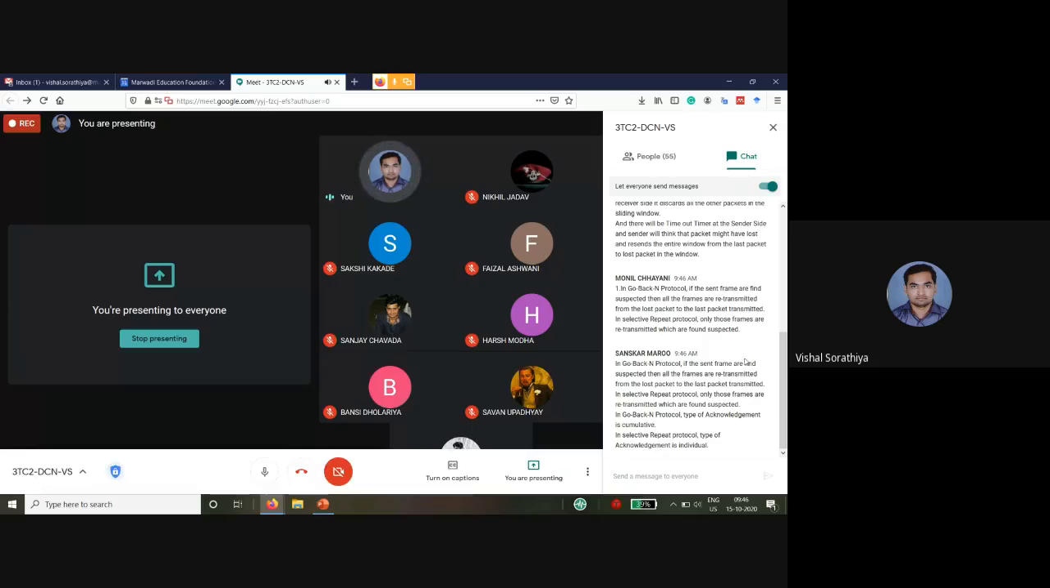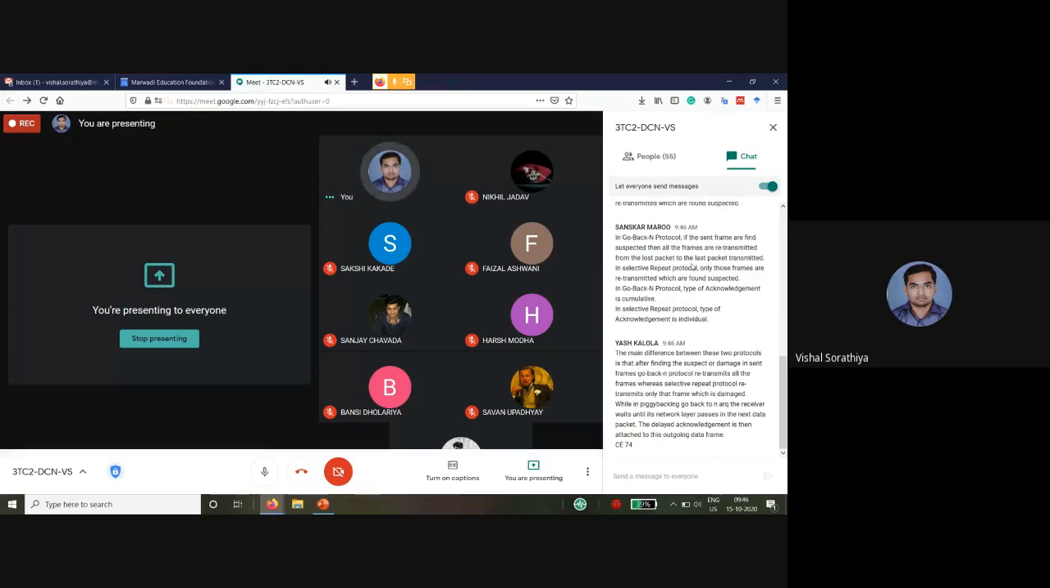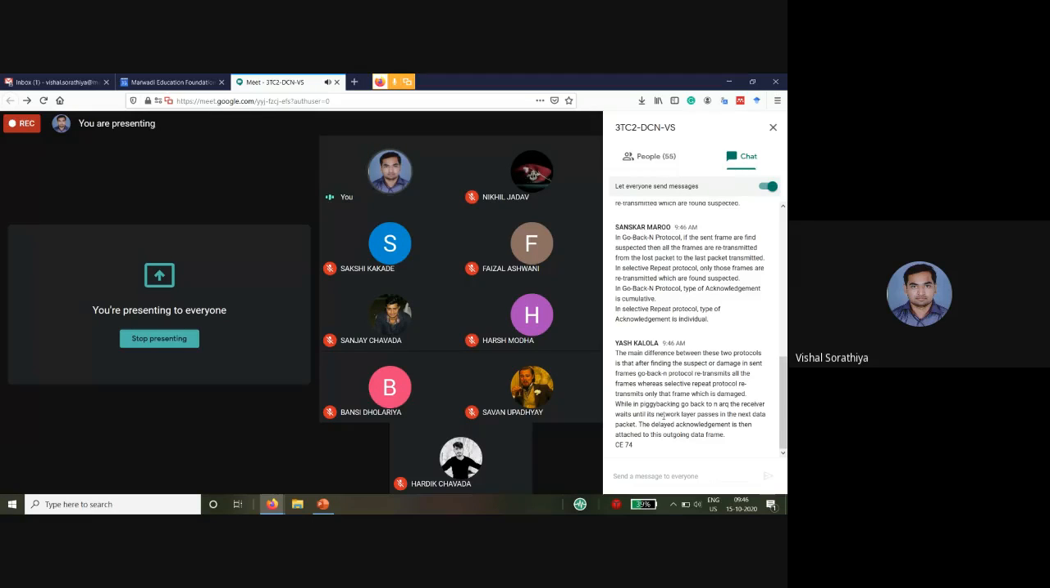And regarding piggybacking, maybe people are not writing about it. Okay, piggybacking: yes, Kolola has written that in piggybacking with go back to N ARQ, the receiver waits until the network layer passes the next data packet, then the acknowledgement is attached to the outgoing frame. Okay, it's relatively right. The difference between go back to N and selective repeat is also right by Kolola.